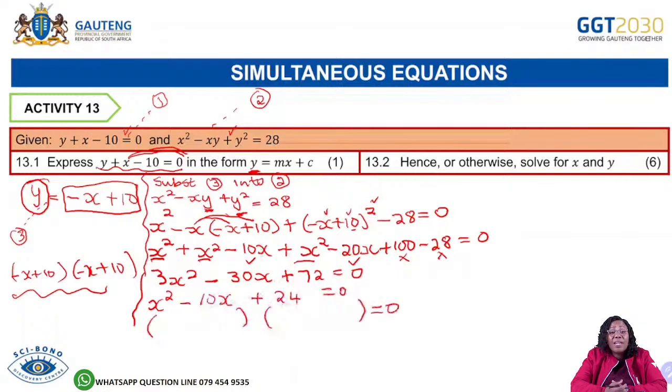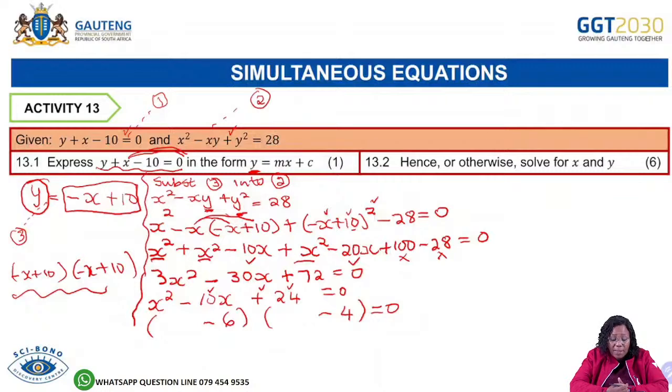You can't just take any factors. I know that 12 times 2 is still 24. But you can't use that because you need to listen to your trinomial. It's saying factors of 24 that, when you add them, must give you minus 10. That means it is minus 6 and minus 4, because negative times a negative is a positive. And when you add them, they give you minus 10.